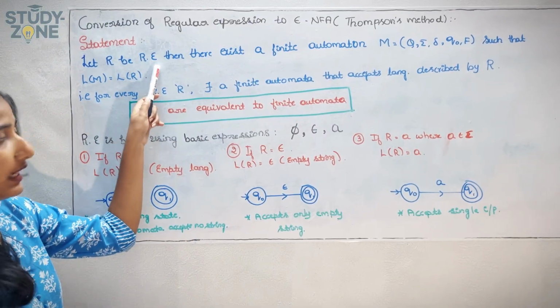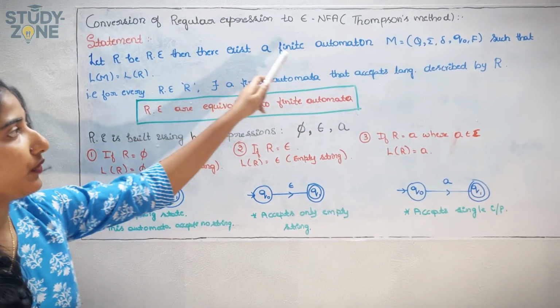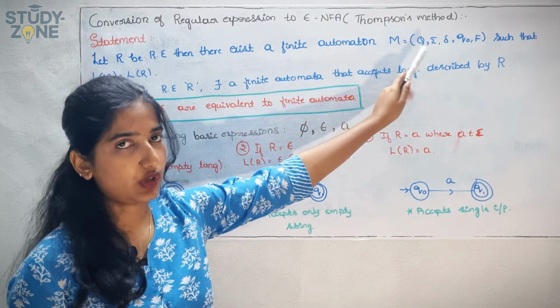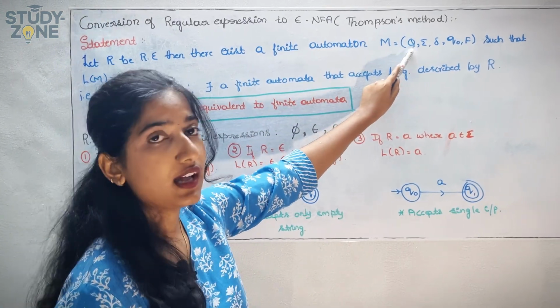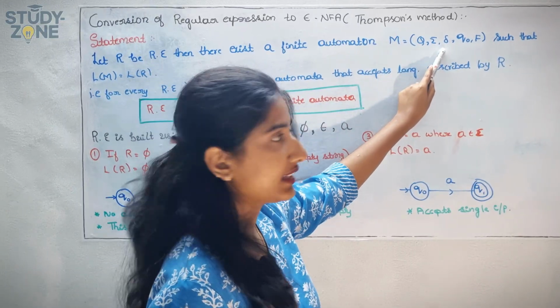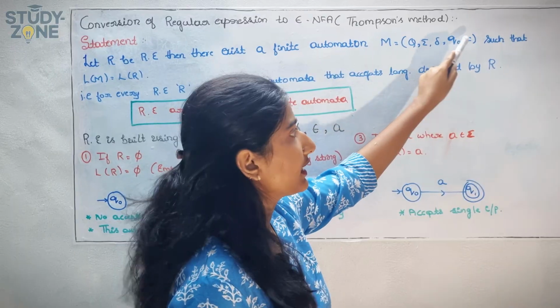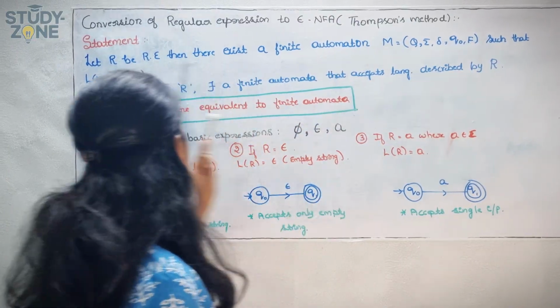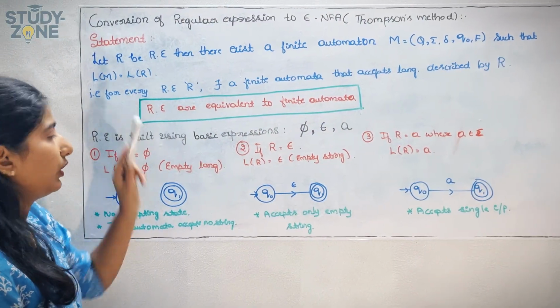Let R be a regular expression, then there exists a finite automaton M equals to, I hope you remember this, where Q is a set of all states, Σ is the alphabet, delta is a transition, Q naught is a starting state and F is a final state, such that L of M equals to L of R.